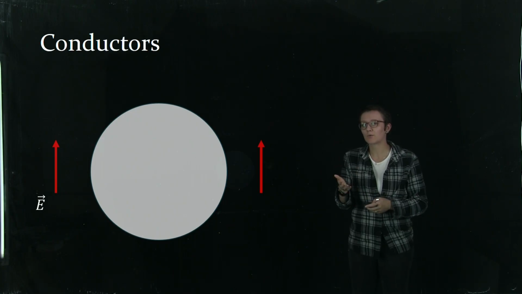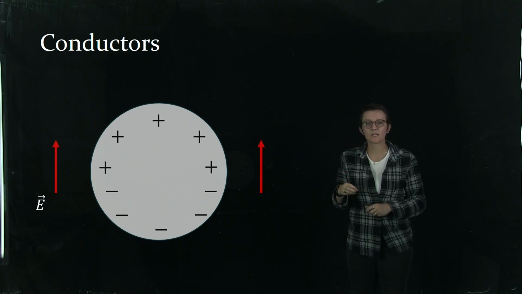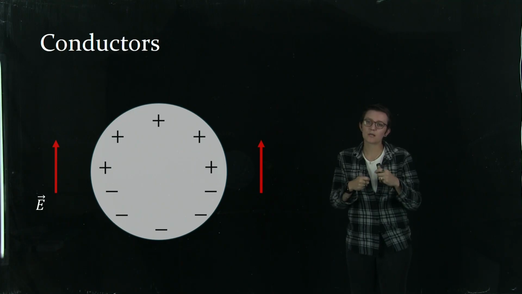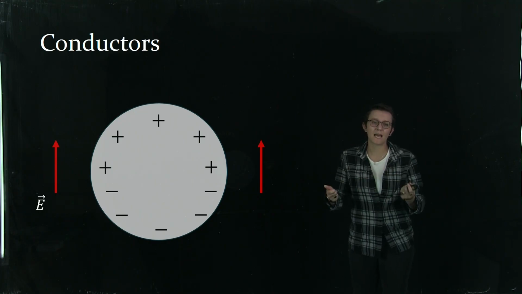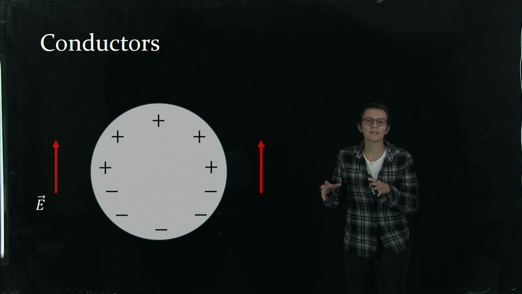In a similar way, when you put a conductor inside an electric field, the charges are free to rearrange themselves such that they produce an electric field that is opposite to the external electric field, resulting in a net zero electric field inside the conductor, right?